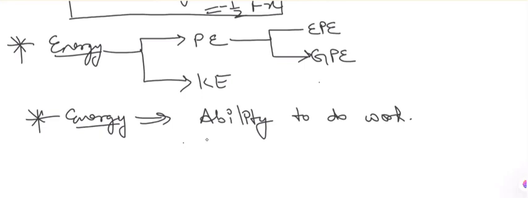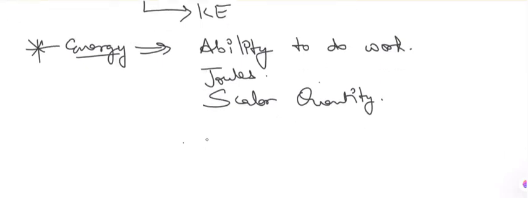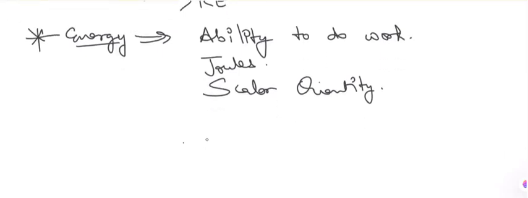Okay. So the ability to do work is known as energy. The SI unit is joules. And it is a scalar quantity. Energy does not have any direction. Understood? Yes, ma'am. Okay, let's come to the first part, that is potential energy.